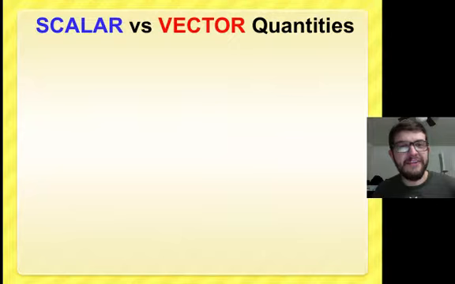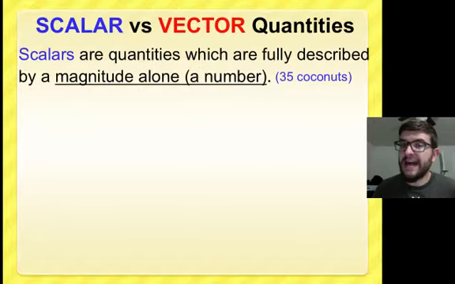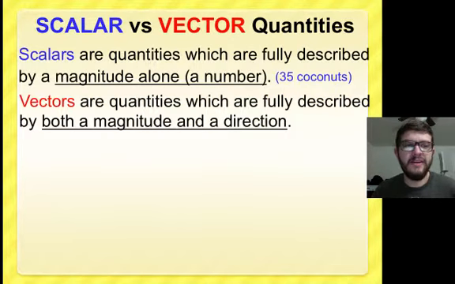So first we have to understand the difference between a scalar and a vector. A scalar is something in which its quantity is fully described by magnitude alone. And by magnitude I mean a number. So if I tell you that I have 35 coconuts, that is a scalar because it's only represented by a number, 35. Okay? In contrast, a vector is a quantity which needs both a magnitude and a direction.